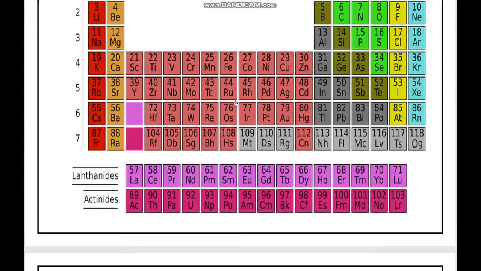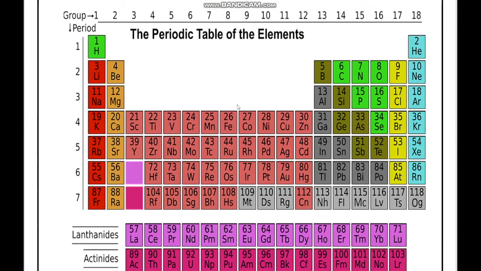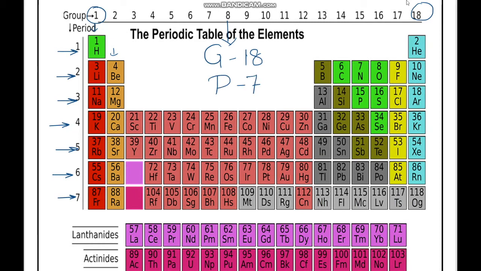Let's see here. When we say period, we are talking about these 7 periods: 1, 2, 3, 4, 5, 6, 7. When we are talking about groups, we are talking about these vertical columns that you can see. And when you count them, they are from 1 to 18. That is how many groups? 18 groups. And how many periods? 7 periods.